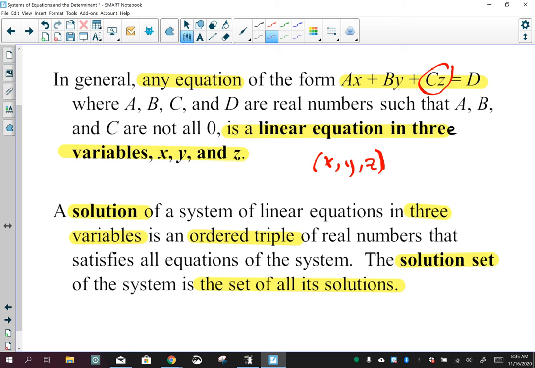The solution of the system in 3 variables, which is that right there, is called an ordered triple. Instead of an ordered pair, it's called an ordered triple. And the solution set is the set of all of its solutions. So basically, it's just saying that this is going to be called a solution set. All right.